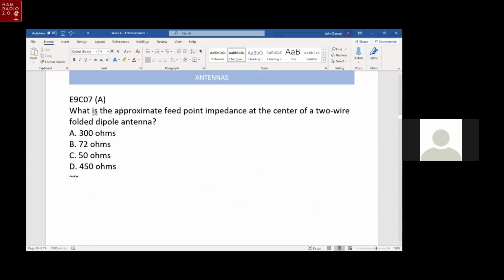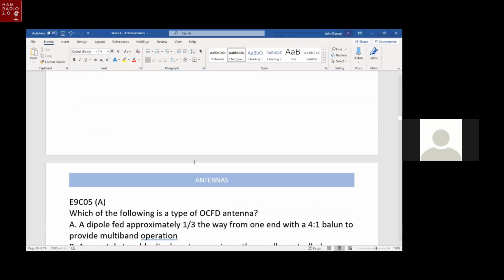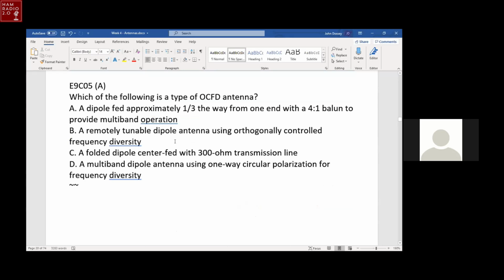What's the approximate feed point impedance of a folded dipole antenna? Well, I just said 300 ohms. Like the antenna impedance for TV antennas and their flat line transmission line. Ladder line is another type of transmission line. We'll talk more about that next week with transmission lines.